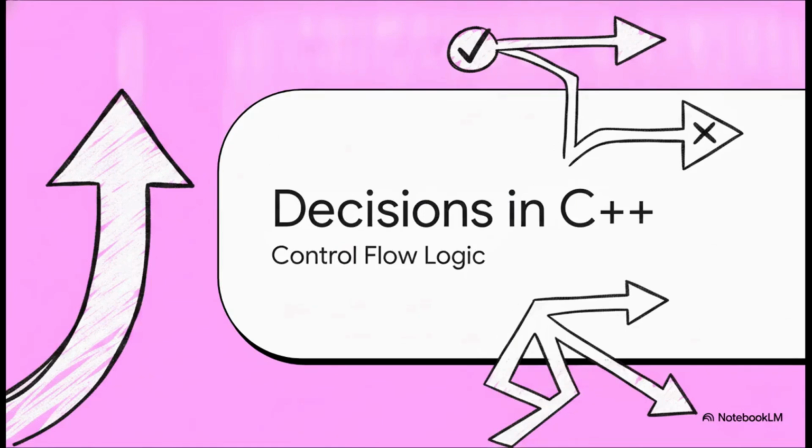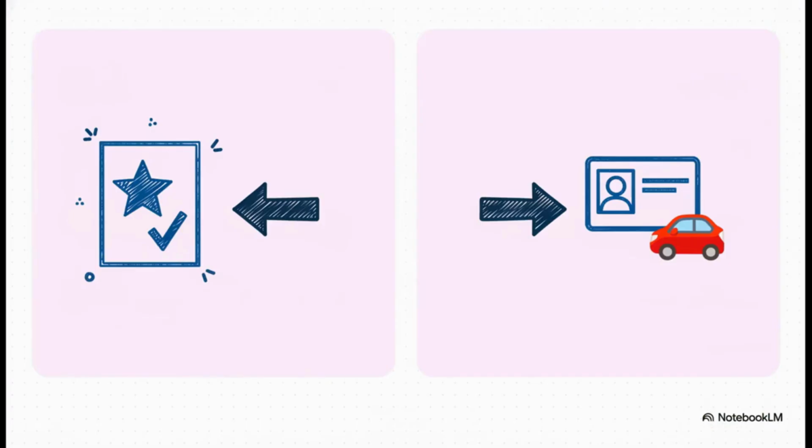Section 1. Decisions in C++, control flow logic. So standard programs just run top to bottom sequentially, right? Which is fine, but that means they can't actually make smart decisions on the fly. To fix that limitation, we bring in conditional logic. Skip Uni uses a brilliantly relatable analogy here. Think back to your childhood. If your marks are greater than 80%, you get a Ranger bicycle, else you don't.